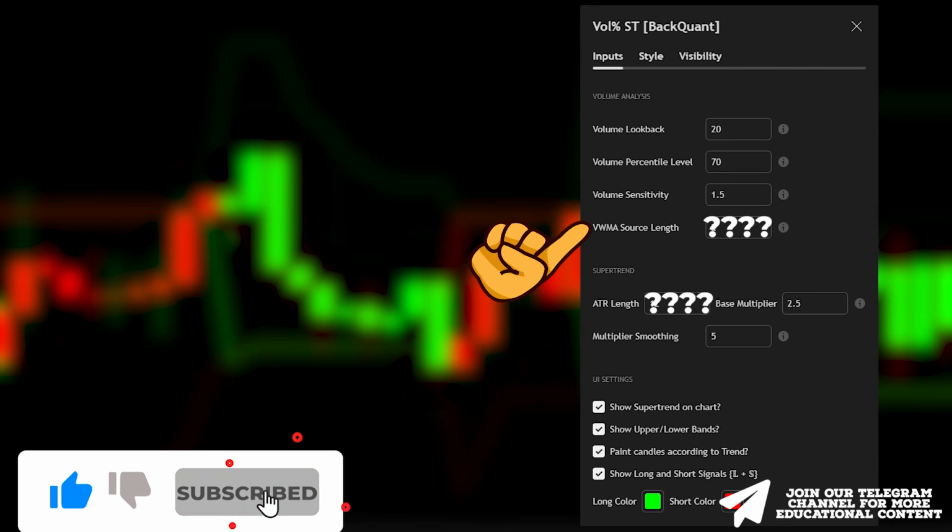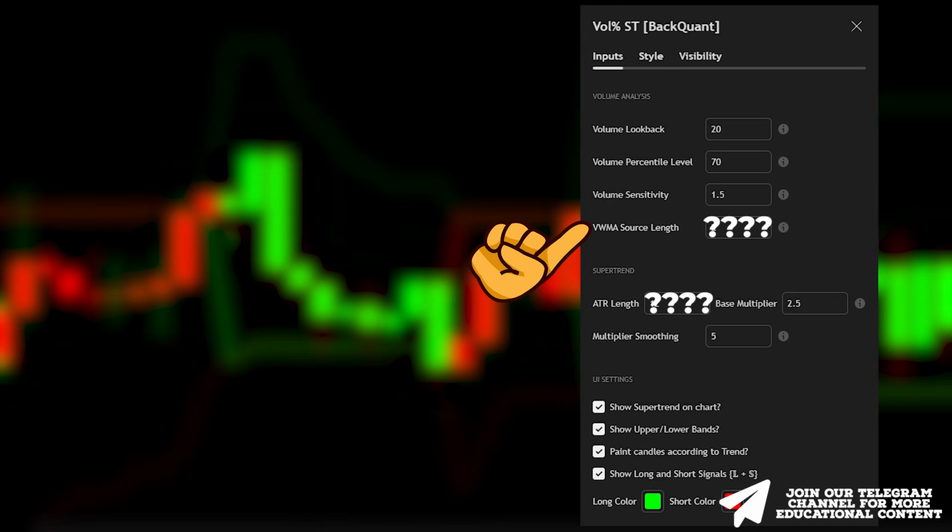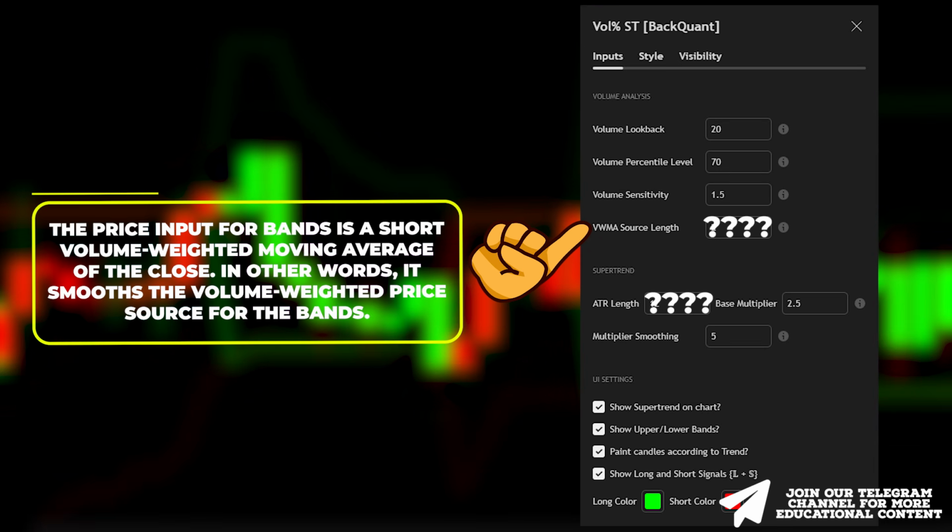Moving on, we have the VWMA source length. The price input for bands is a short volume-weighted moving average of the close. In other words, it smooths the volume-weighted price source for the bands.